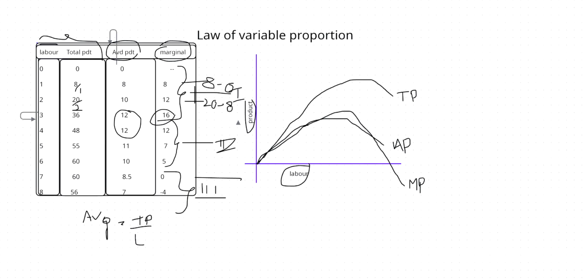So this is how your law of variable proportion curve is going to be. So please note it down, check how it is going to work out. Hope it is very clear for you people.